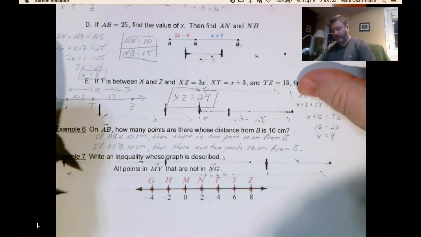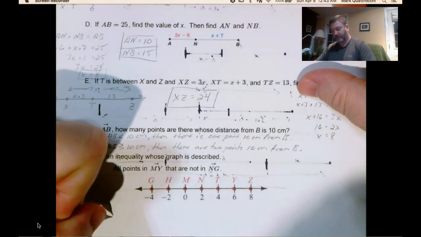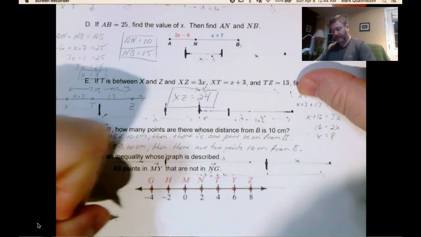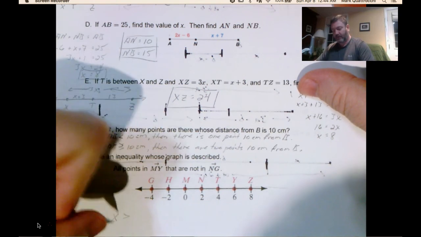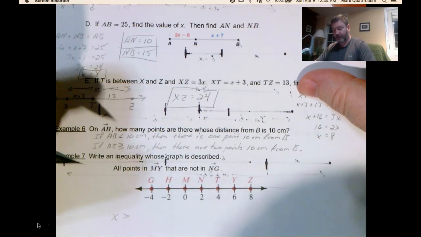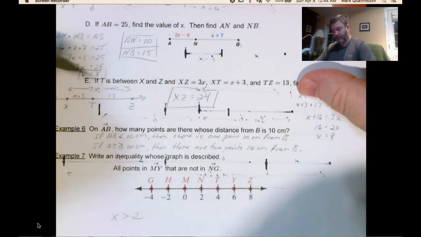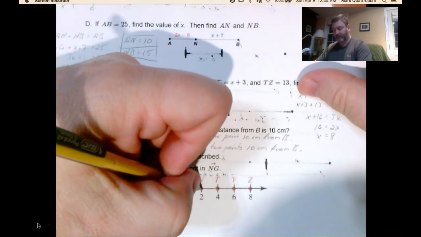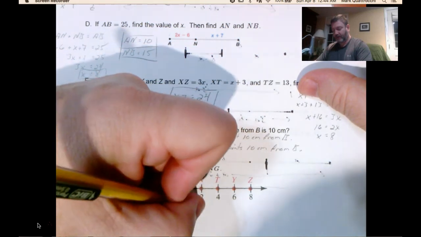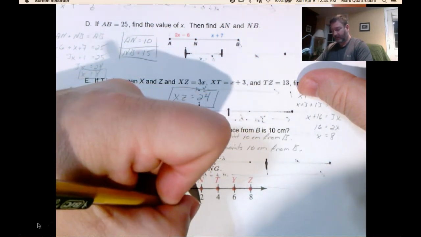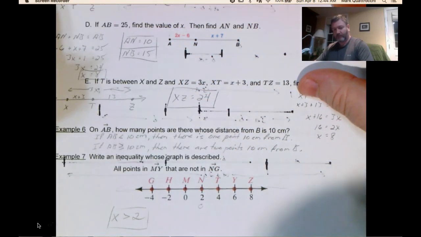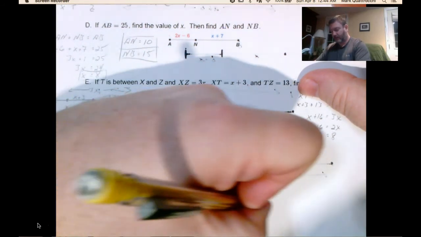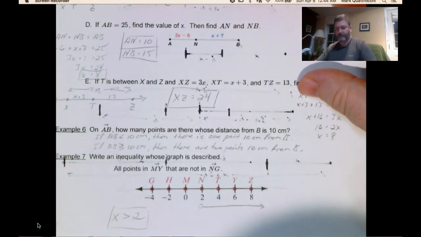So what inequality describes that? Well, that's all the points x greater than, but not greater than or equal to, just greater than 2. That means all the points that start here at 2, and if you think back to your Algebra 1 days, that would be an open circle at 2 and to the right. And that's this inequality.